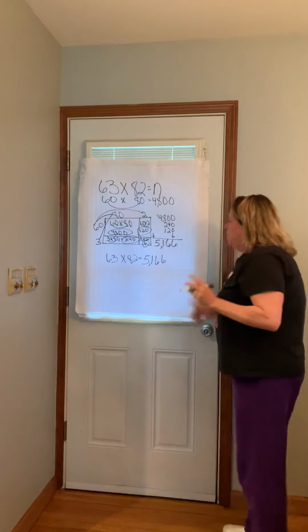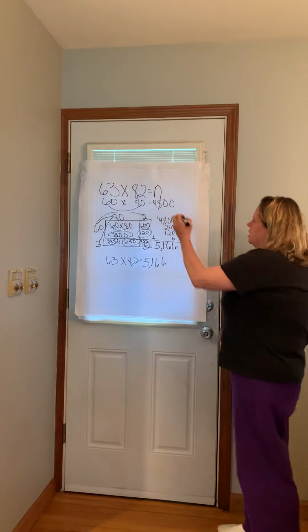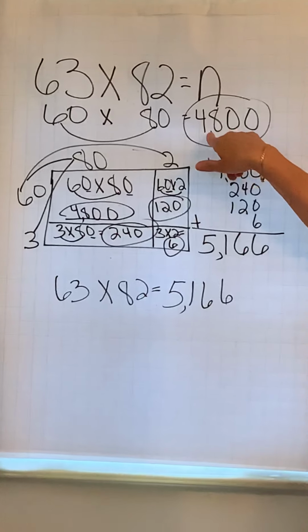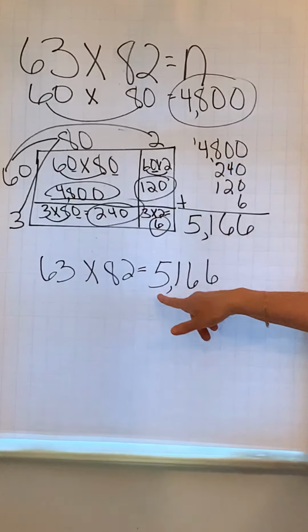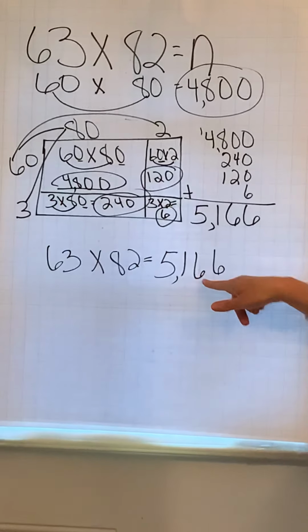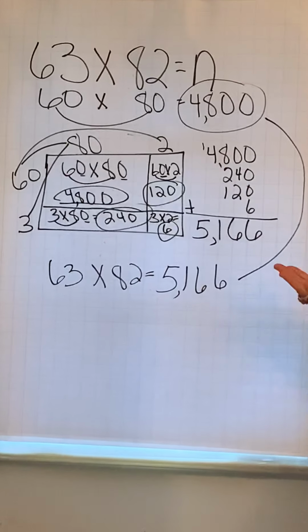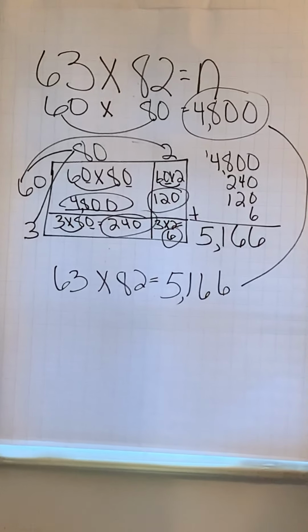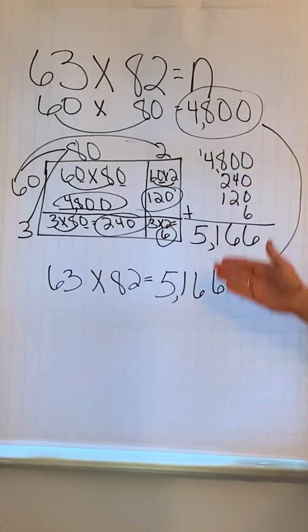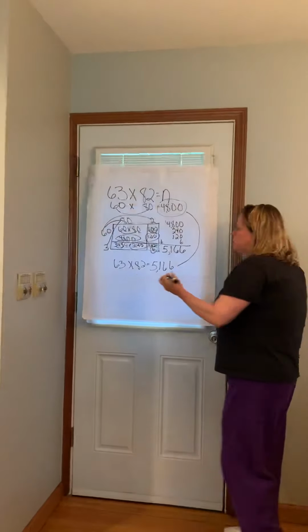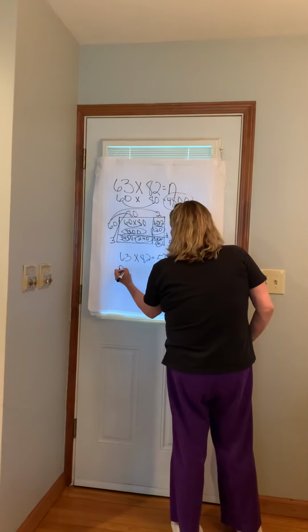Now, before we finish, let's go back to our estimate. We estimated it would be around 4,800, and we're at 5,166. So is our answer reasonable? Is it pretty close? Yes. So we're probably sure that we got our answer right, since our answer is reasonable. Again, this is called the area model. It's in your book, your packet.